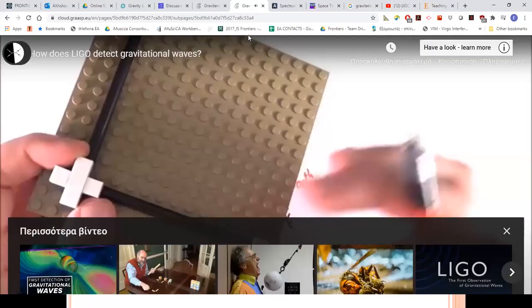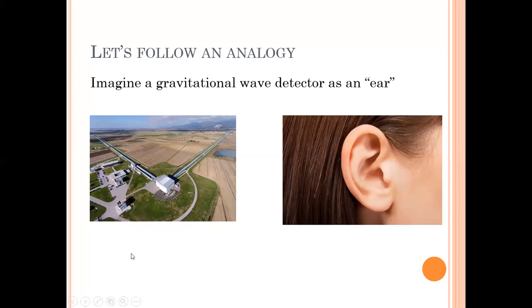Okay, so now that we have seen that, I believe that we have got an idea both about gravitational waves and what a gravitational wave detector looks like. Here we presented the American one, LIGO. In Frontiers and Reinforce, we work with the European one, Virgo, which has the difference that its arms are 1 kilometer shorter than LIGO, mainly. So, any questions so far?